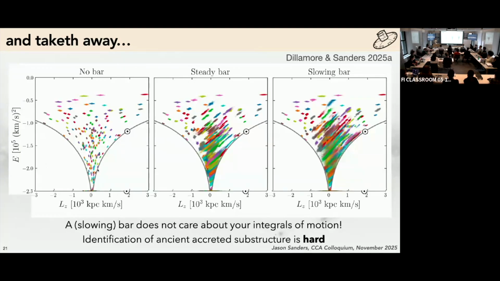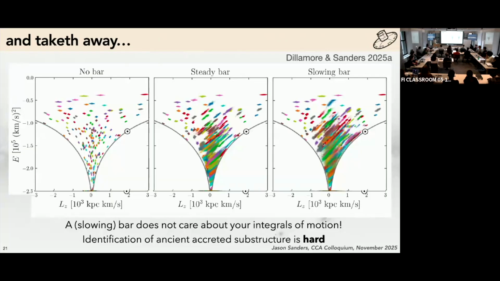And that works nicely when you don't have a bar. But as soon as you introduce a bar, energy and angular momentum are no longer conserved quantities. So you get stretching along the Jacobi energy direction in a fixed bar. And as soon as you make the bar slow, the Jacobi energy is no longer even an integral of the motion. And you still get these striations, but the striations bend and shear out further.